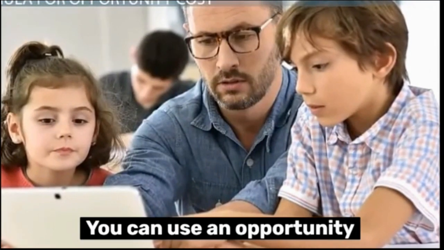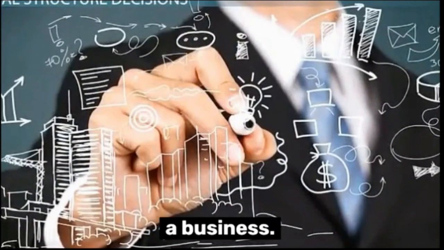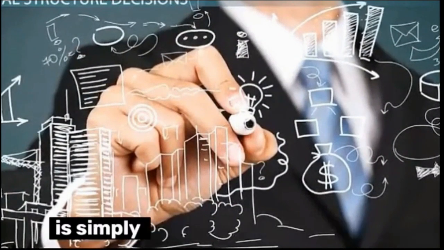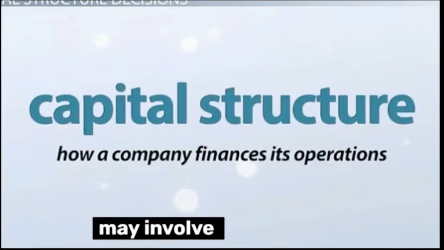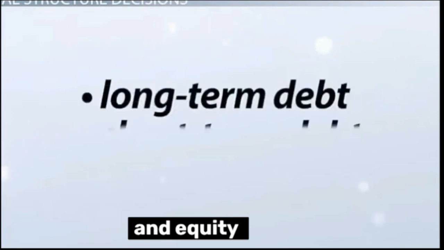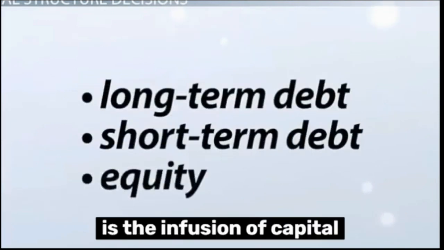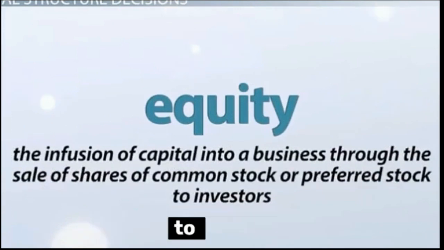You can use an opportunity cost analysis to help you decide how to best capitalize a business. A business's capital structure is simply how a company finances its operations. Capital structure may involve a mix of long-term debt, short-term debt, and equity. Equity is the infusion of capital into a business through the sale of shares of common stock or preferred stock.